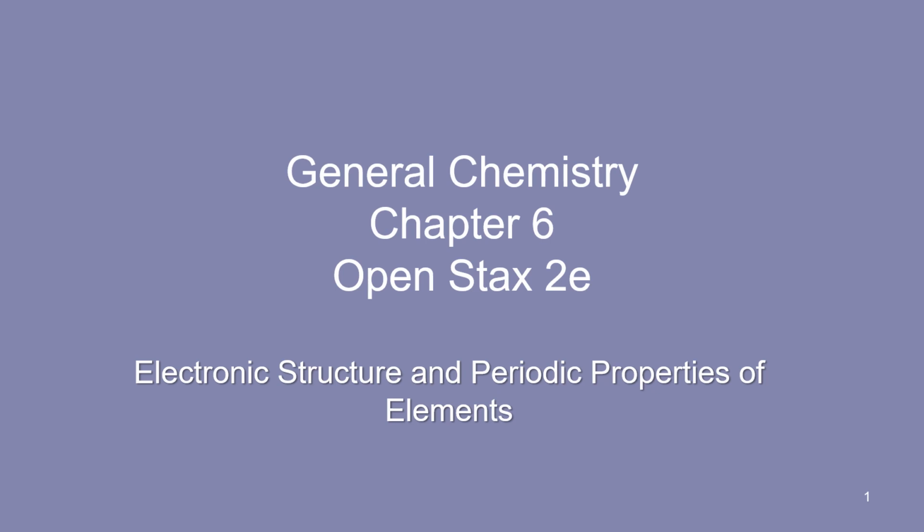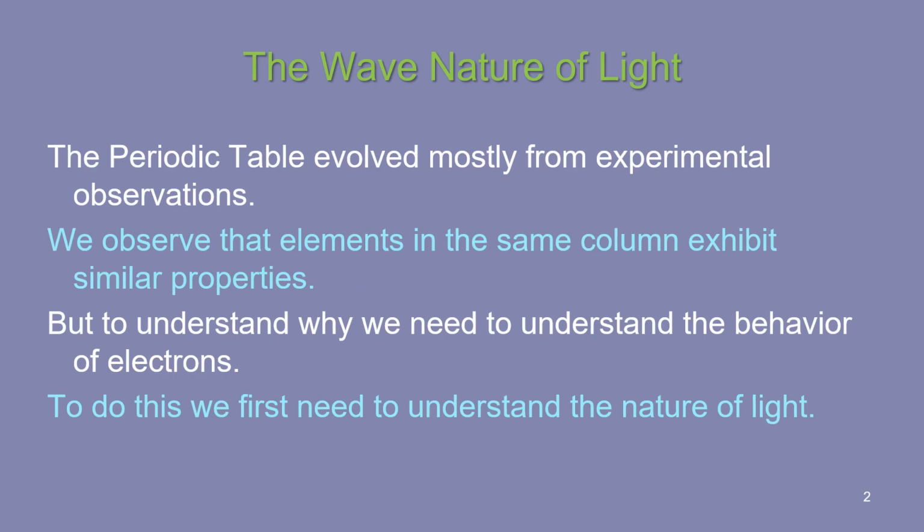Okay, so now we're going to start with chapter 6, and we're going to pick up where we left off with the structure of the atom. We knew that the electrons are not in the nucleus, they are outside of the nucleus, and now we're going to talk more about how the electrons are organized. Okay, so we're going to start by talking about the nature of light. Eventually what we're going to do is come back to the periodic table and see how it's organized and how everything is related to each other.